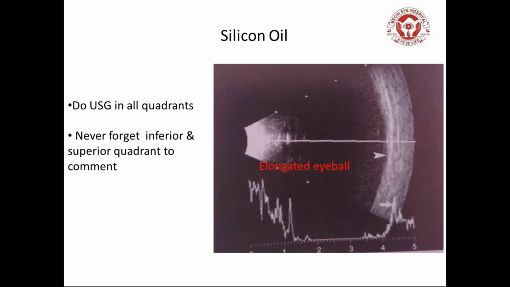Okay. So in case of silicone oil filled globe, the eyeball is elongated. Now there is a question to all the students. In case of silicone oil, why is the globe elongated? And the second question is, if the globe is elongated, then the refractive error will be myopia. But in case of silicone oil, there is hyperopia. Why? Kapil?